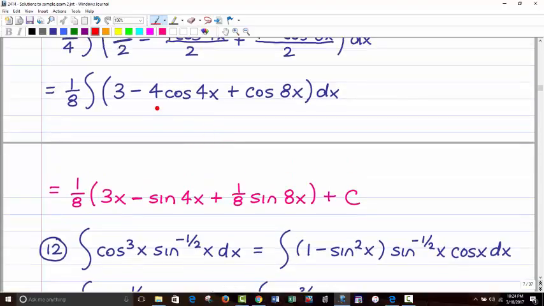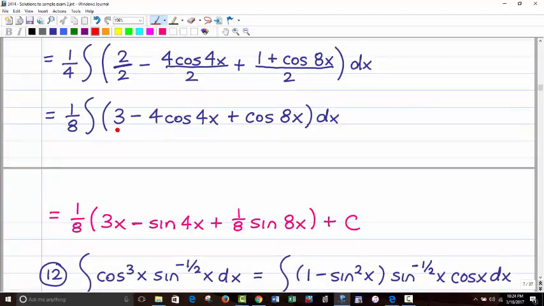That's pretty easy from this point forward. Antiderivative of 3 will be 3x. Antiderivative of 4 cos 4x will be sine of 4x. And then the antiderivative of cos of 8x will be 1/8 sine of 8x. Now one thing I'll mention here in the middle is that the antiderivative of cos of 4x is actually 1/4 sine of 4x, but the 4 in front kills the 1/4, so therefore there's no coefficient right there.